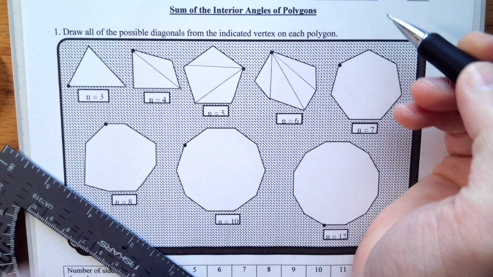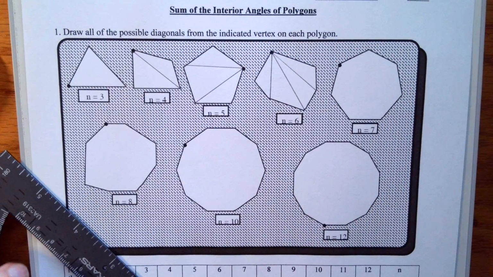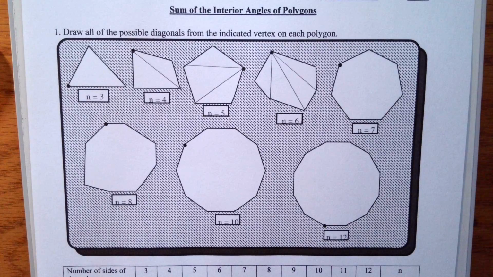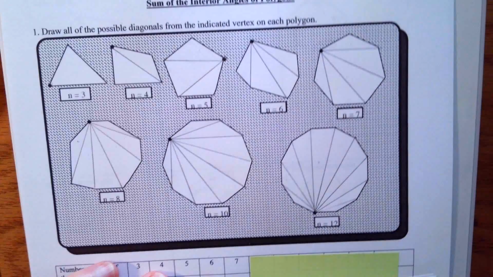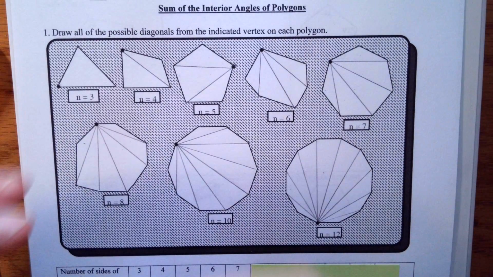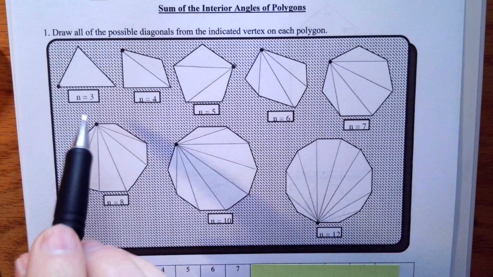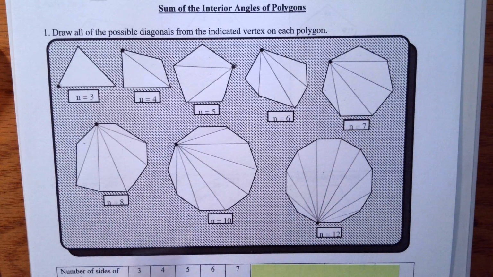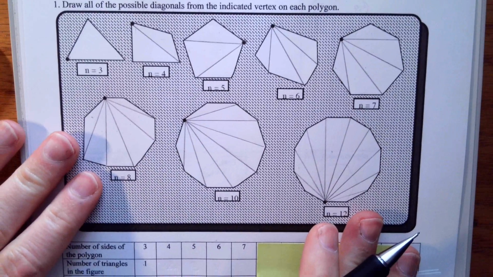This would be a good time to pause the video and finish the rest of the images yourself. When you're finished, your worksheet will look like this. Now, the pattern here: notice that as the number of sides increases, how many triangles do you see inside each polygon? The table helps lay that out for us.